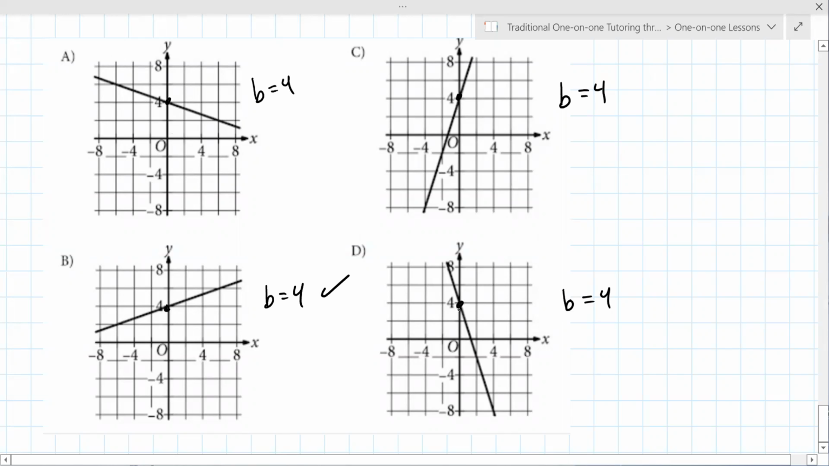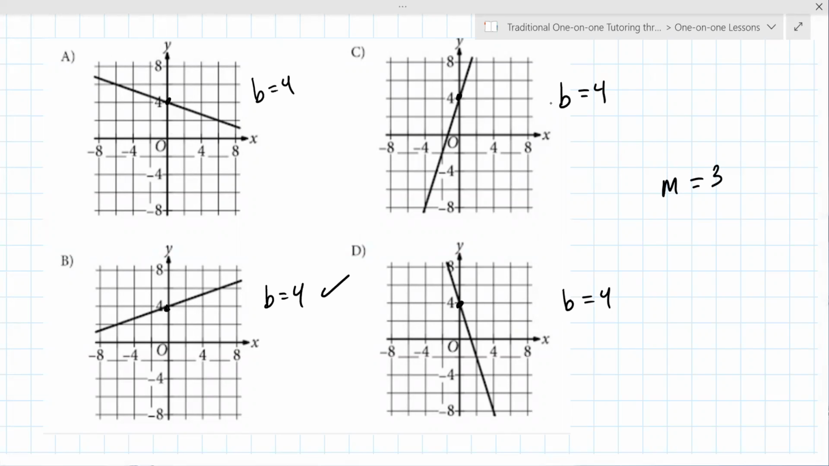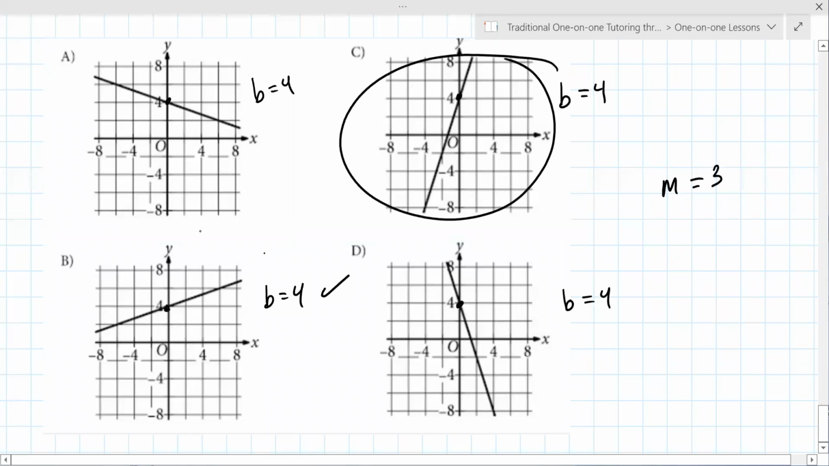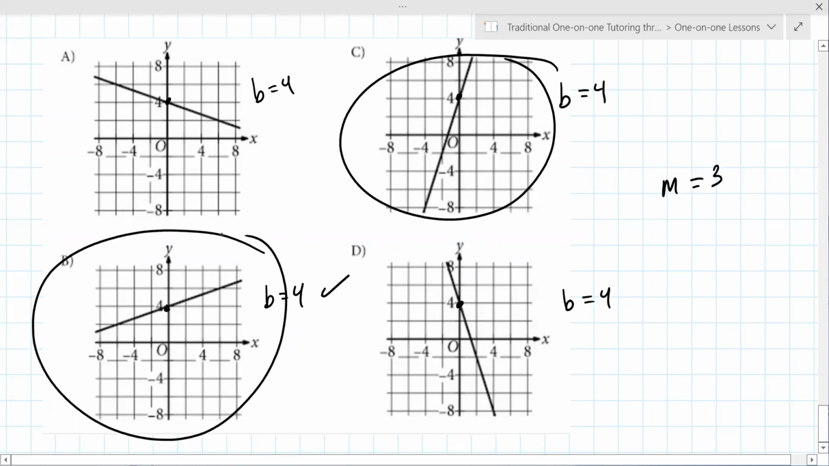Okay, now the slope is 3. Is 3 positive or negative? It's positive. So the only two possible graphs it could be are C or B. Okay. Yeah. All right, good.